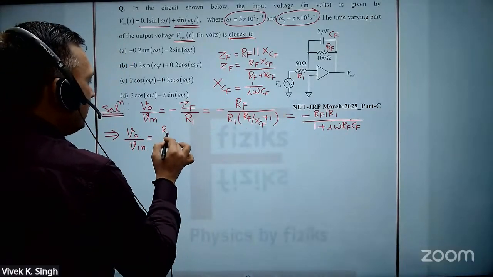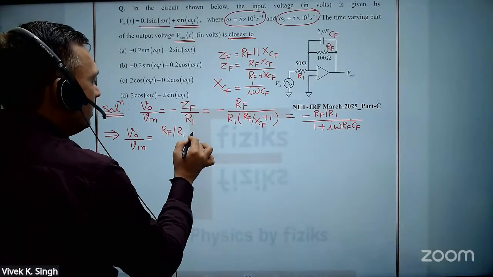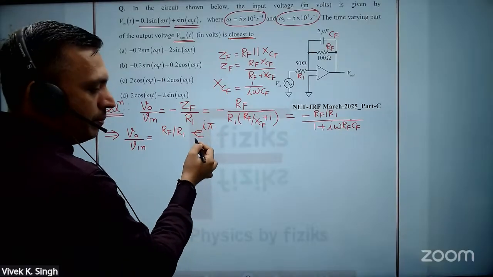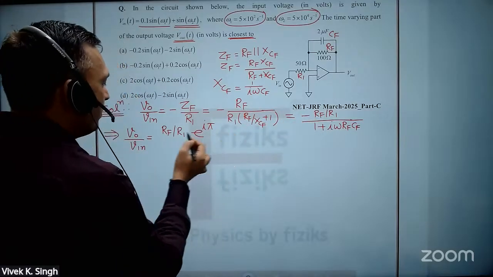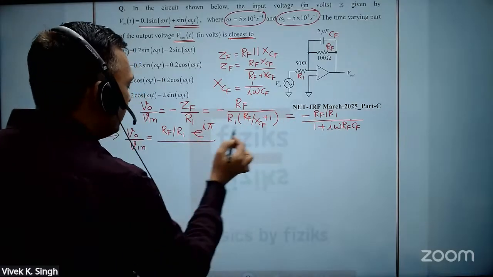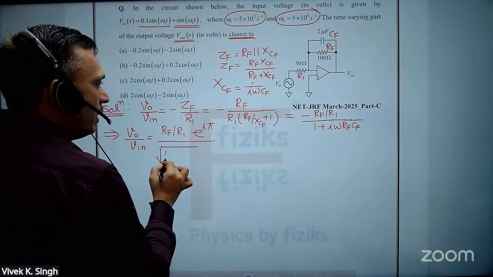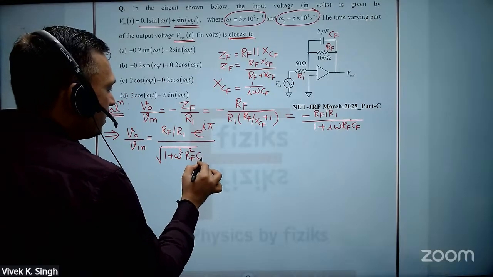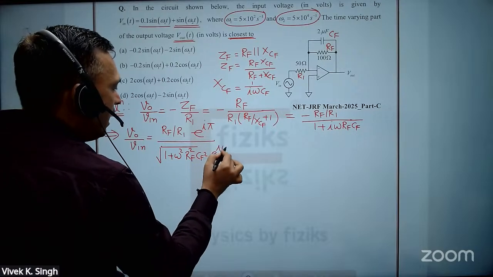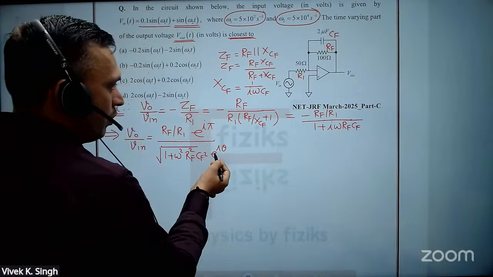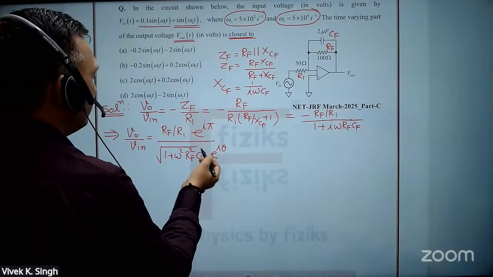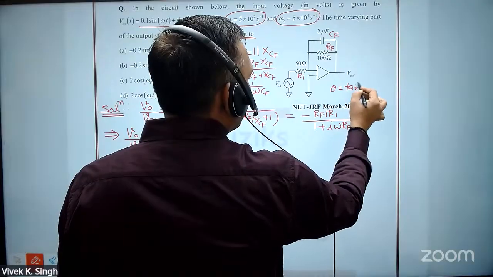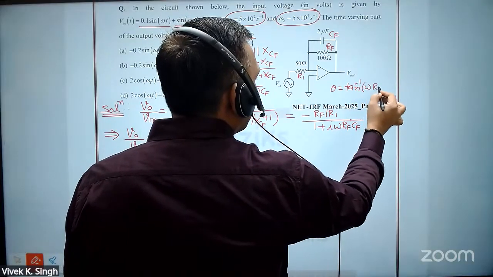numerator, I can write RF by R1 exponential iota pi, because cos pi is minus 1. So that minus 1 will be given by iota pi. And the denominator value is given by under root 1 plus omega square RF square CF square, exponential iota theta. And what will be theta here? Theta will be tan inverse omega RF CF.